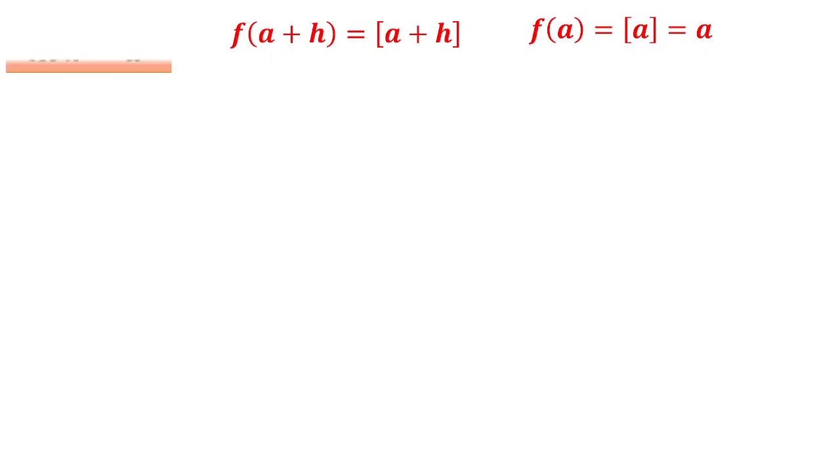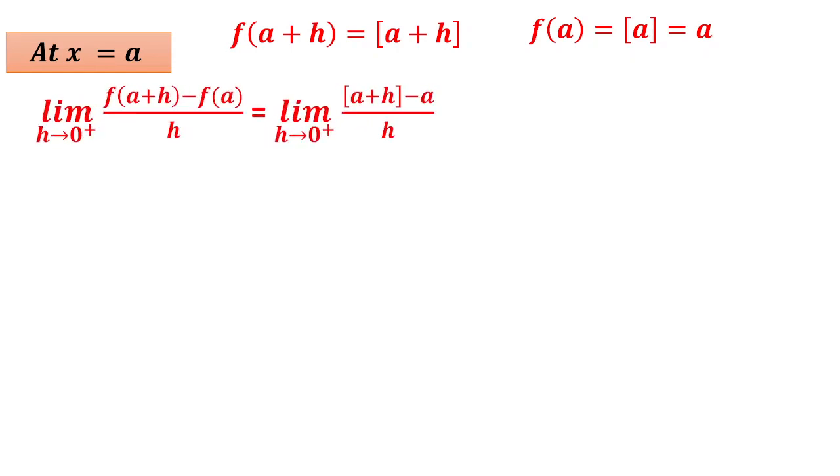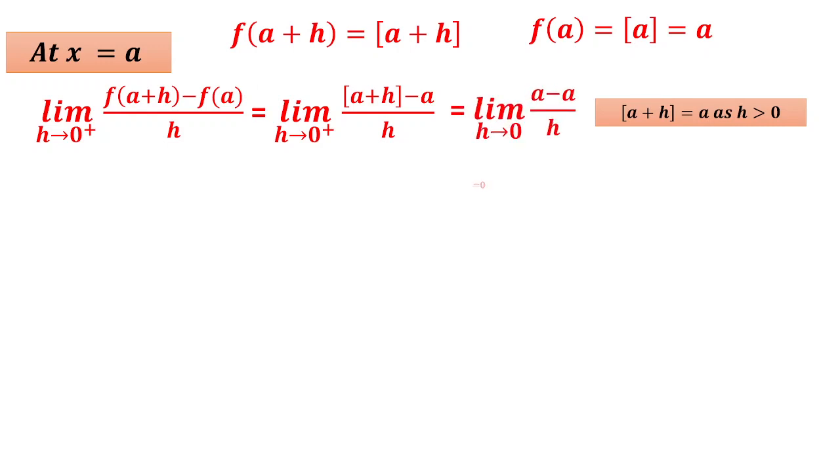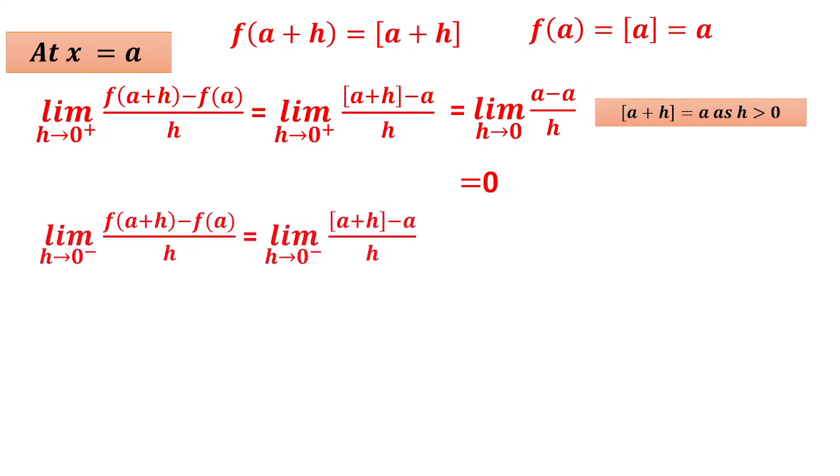Well, at x is equal to a, let us find the right limit now. Limit h goes to 0 plus of greatest integer function of a plus h minus a upon h. What is the nature of a plus h here? h goes to 0 plus. Therefore, it is a small positive quantity. For a plus h will be greater than a. Therefore, the answer is a. Therefore, a minus a. Therefore, the answer is 0. Let us go to the left limit now.